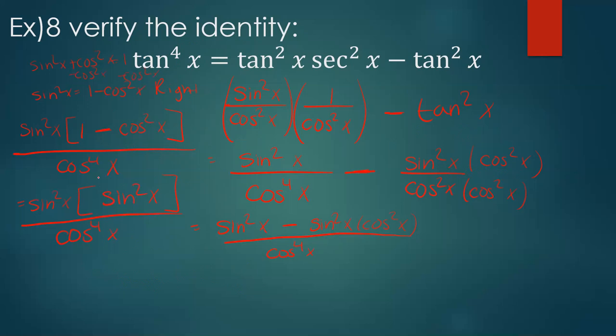Okay, so are we done? Does it look like the left? Not yet. So what's sine square x times sine square x? That's sine to the fourth x over cosine fourth x. So you have a sine and a cosine, that's the same thing as tangent. But there's a fourth power, so it's going to be tan to the fourth of x, equals tan to the fourth of x. So you just proved it, and yeah, you're done.